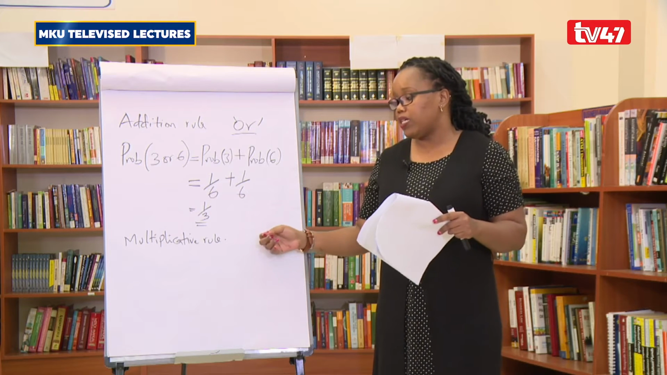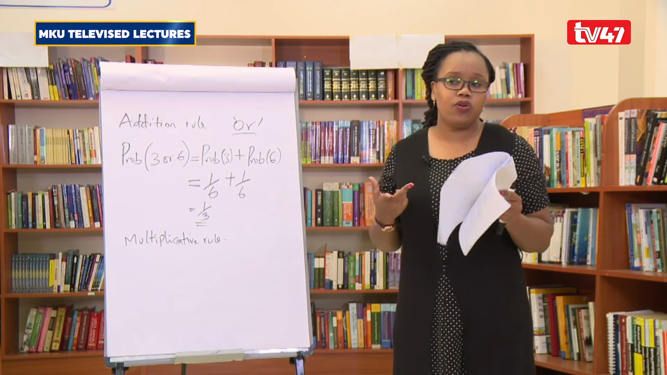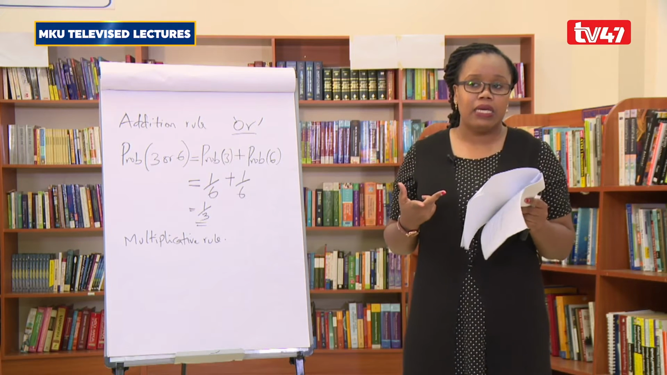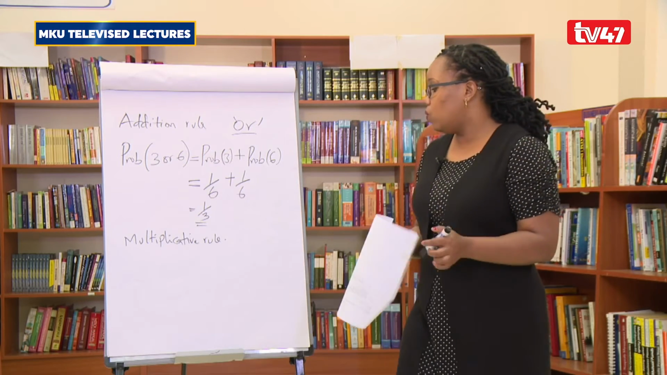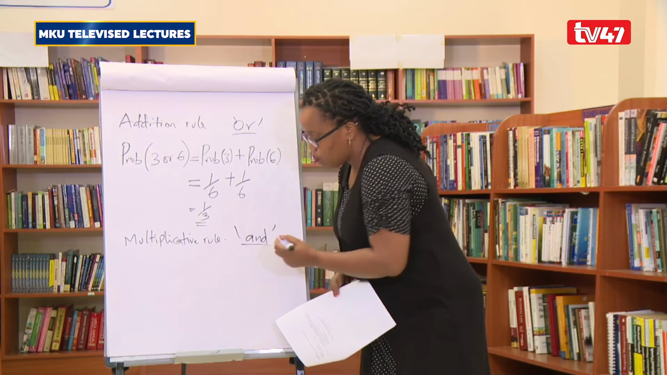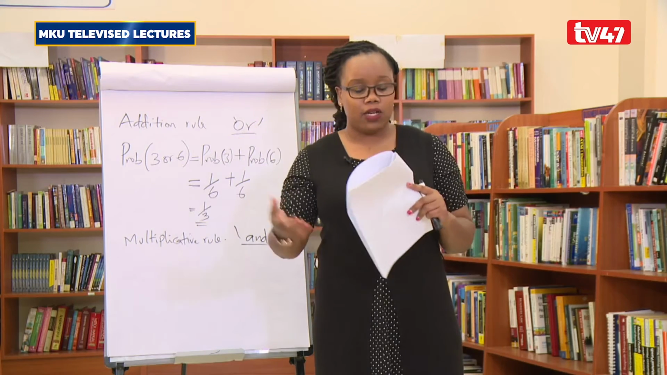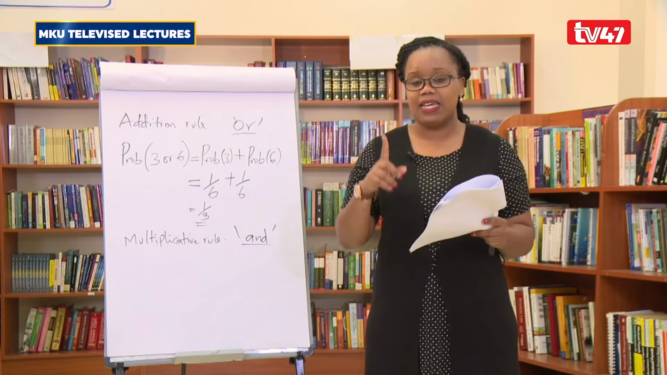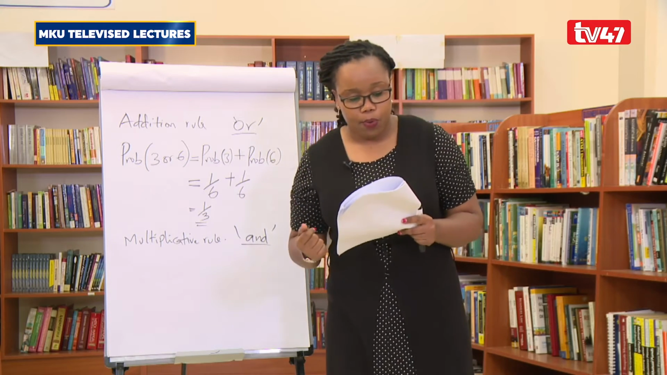the multiplicative rule. Now, with the multiplicative rule, what you need to be keen on when you're reading your case is you watch out for the conjunction and. The moment you meet that conjunction, then you know that your mathematical translation of that particular question is to multiply. Case in point, we have an example.